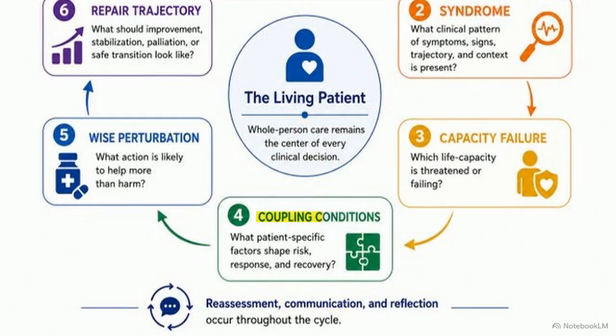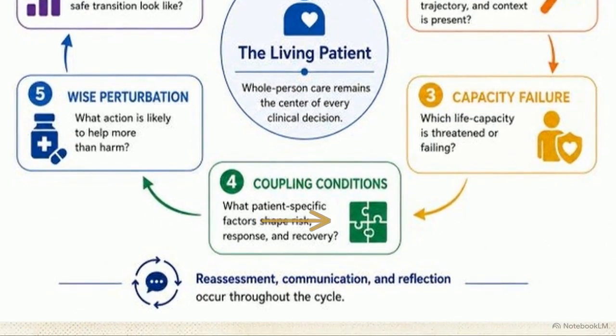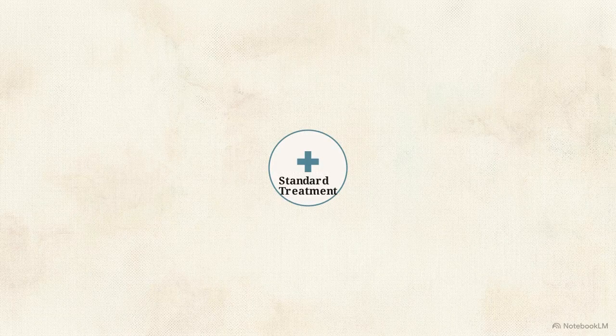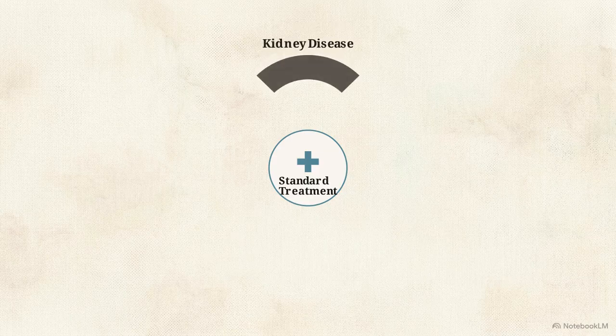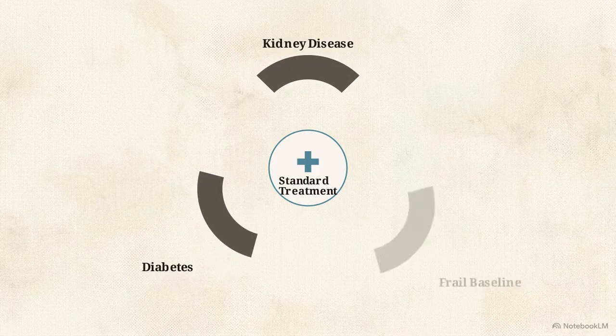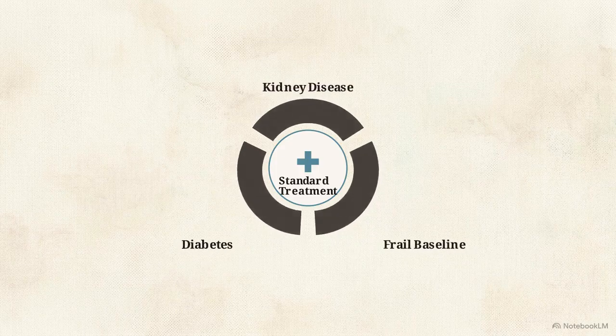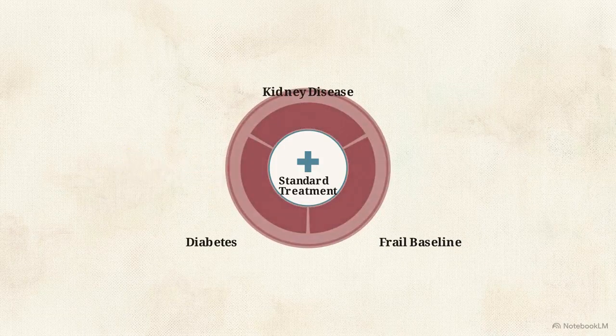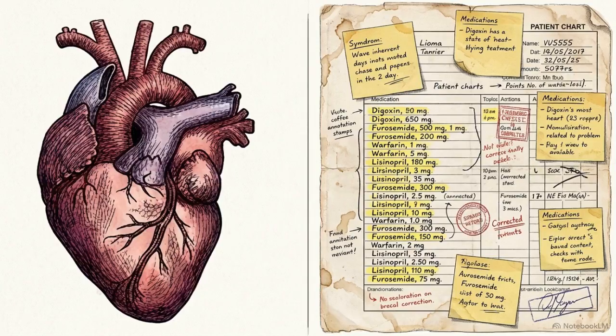Step 4 looks at coupling conditions. This is the friction of context, the unique variables that sustain an illness or prevent recovery. Factors of age, frailty, or medication history are often treated as secondary. In reality, they dictate the clinical outcome. For our patient, her underlying kidney disease, her diabetes, and her frail baseline are the structural conditions that determine whether standard treatments will help her or harm her. A diagnosis is useless if it ignores the coupling conditions that govern the patient's actual biological reality.